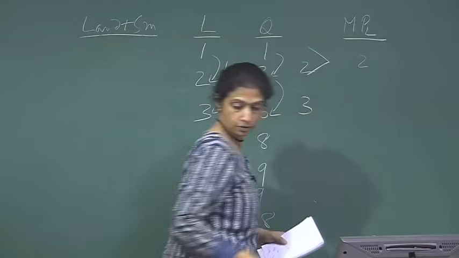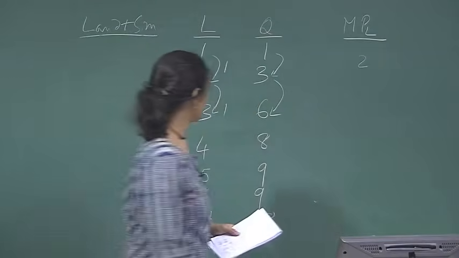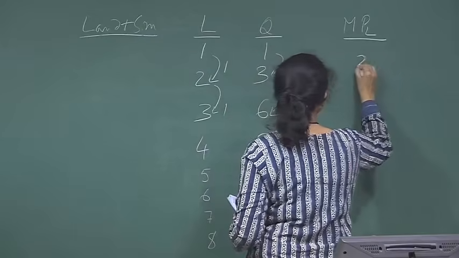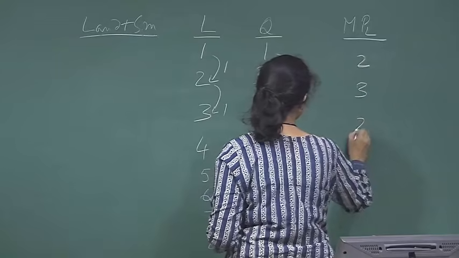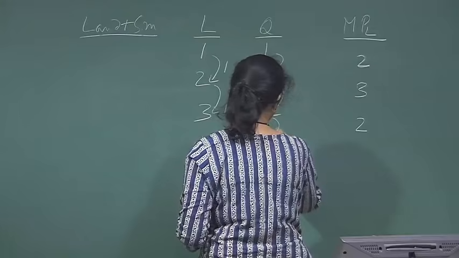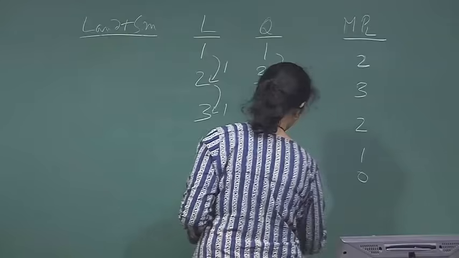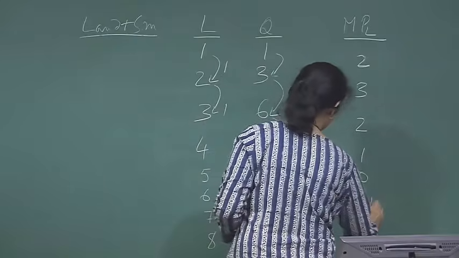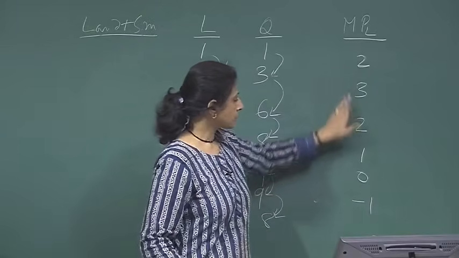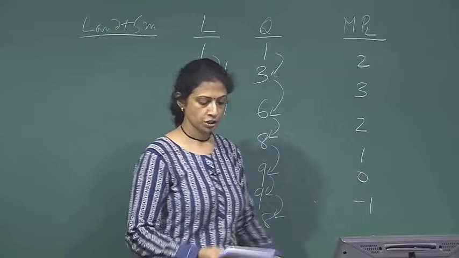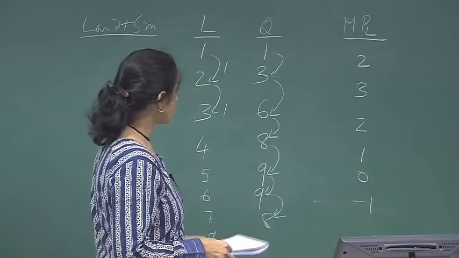Sorry, let me write it neatly. So from here to here the marginal product of labor is 2, from here to here it is 3, from here to here it again falls to 2, from here to here it is 1, here to here it is 0, and here to here it is actually -1. So this is how marginal product initially increases, but then it keeps on diminishing. This is called the diminishing marginal product.